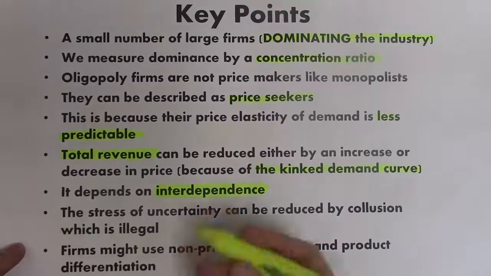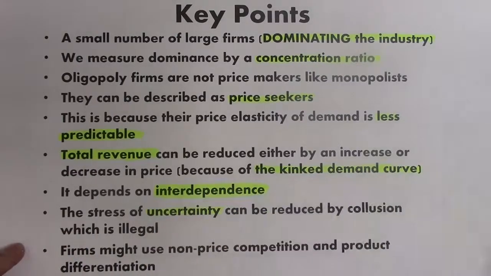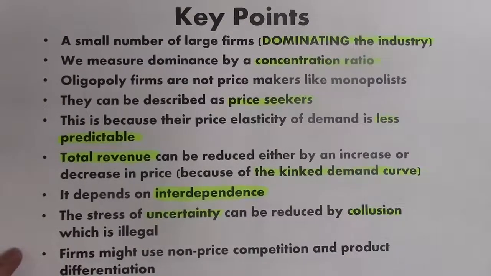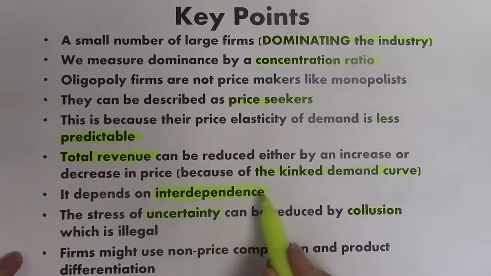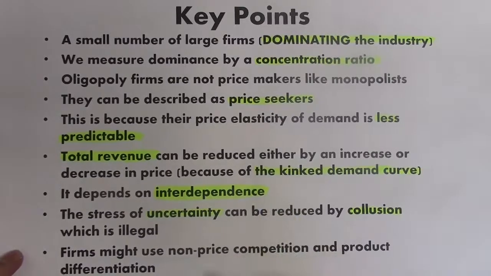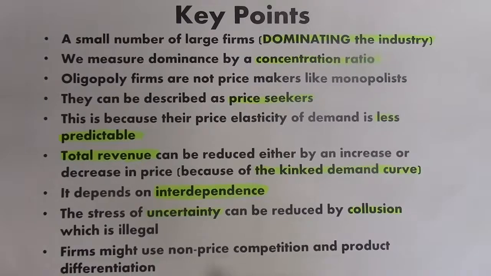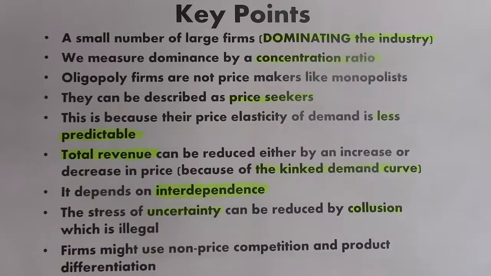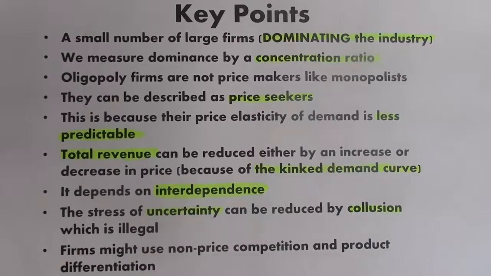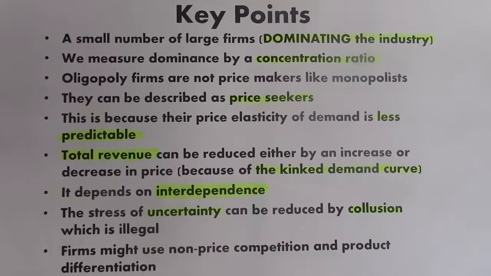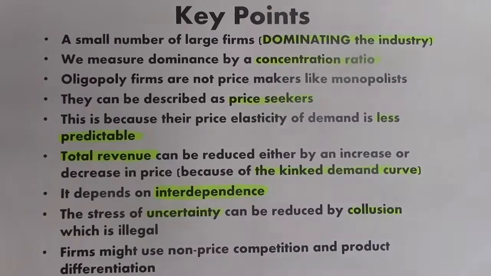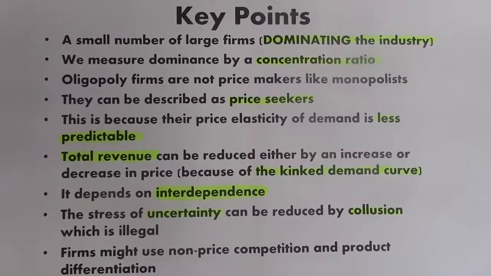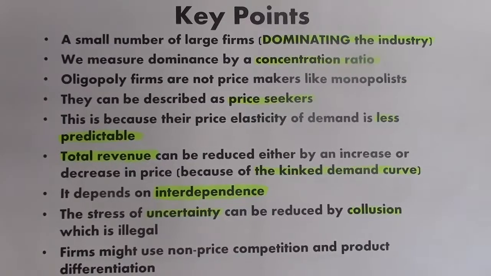The stress of uncertainty can be reduced by collusion, which is deemed to be illegal. Now, because of this, the actions of one firm affect the actions of another, notably to do with price. We're more interested in price than anything else. Because of this degree of uncertainty, if one firm knows that if tomorrow they went and decreased their prices, we could be making a loss by tomorrow. We could lose our customers just like that. Okay, what are we going to do about that? It's very uncertain. There's a large degree of risk involved with oligopoly.